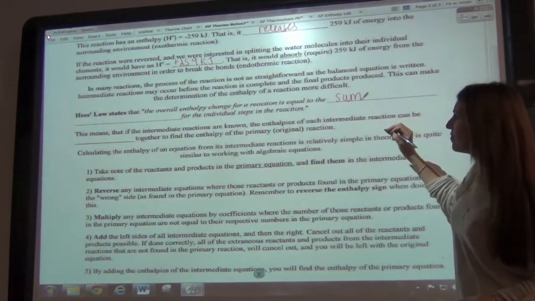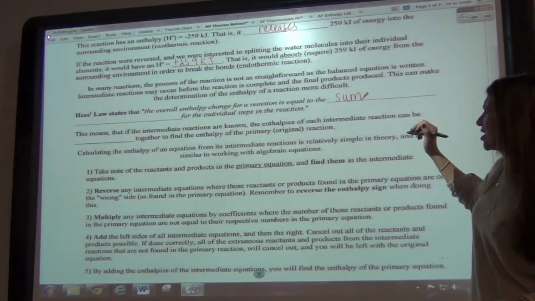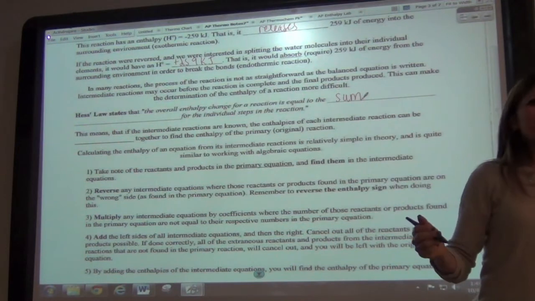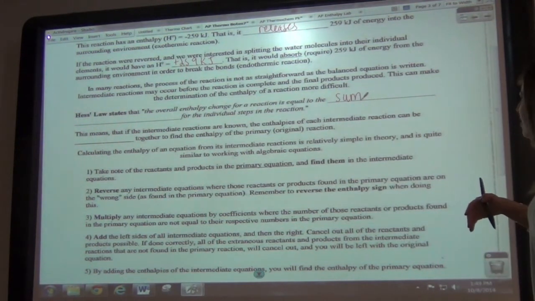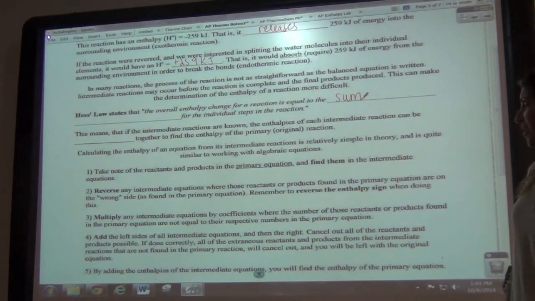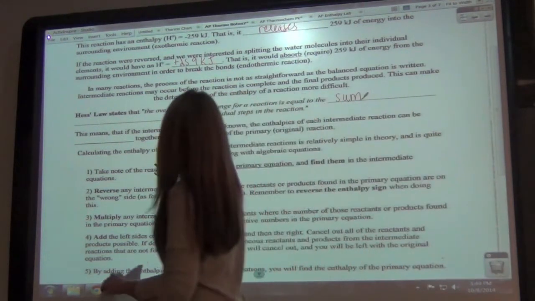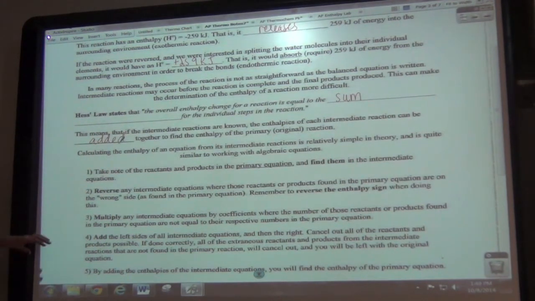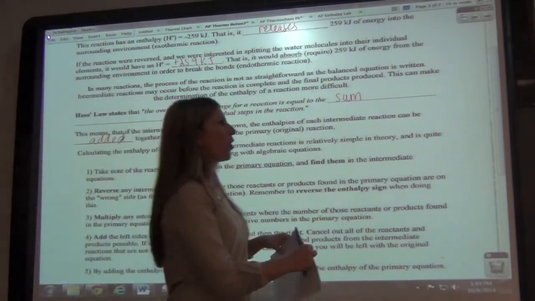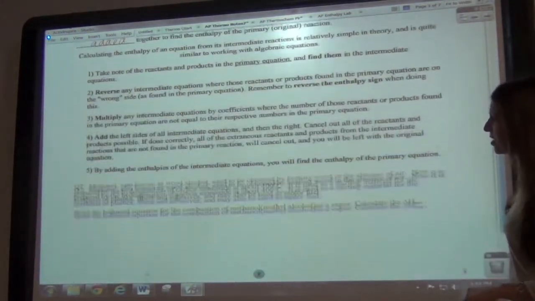The sum for the individual steps in the reaction. All you're doing is you're summing up all of those intermediates. That's all you're doing. The sum for the individual steps in the reaction. That's all it is. That means if the intermediate reactions are known, the enthalpies of each intermediate reaction can be what together? Added. Nice. Added together to find the enthalpy of the original. So this just tells you what to do. It just says, like, what are you looking for? How are you doing this process?